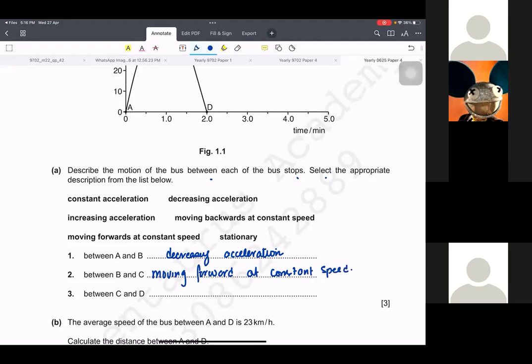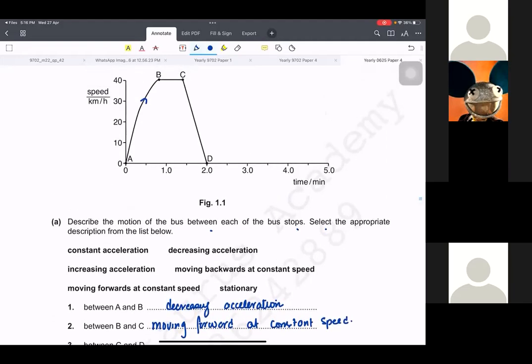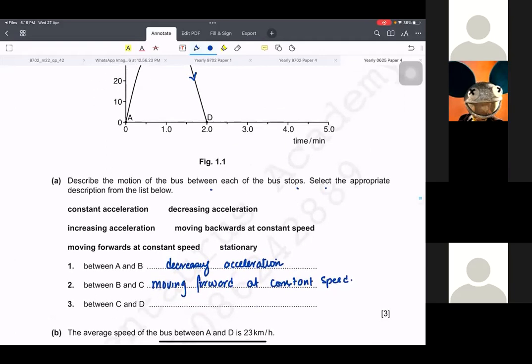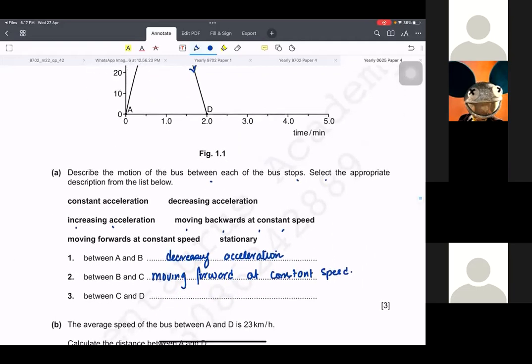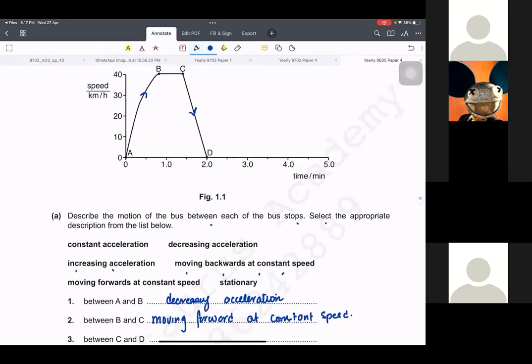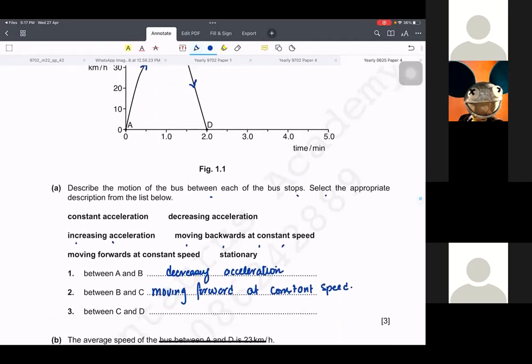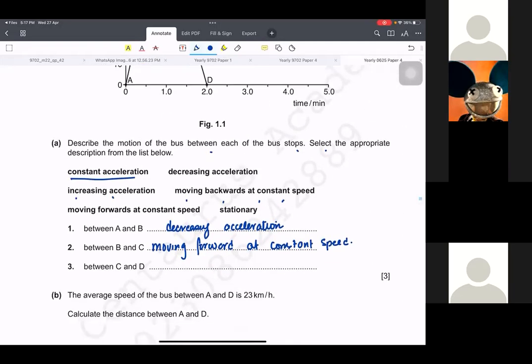And from C to D, it is basically moving backwards at constant deceleration, but there's no option for it. Why? It says constant acceleration. So I guess it could be negative. So I guess that would be the appropriate one.